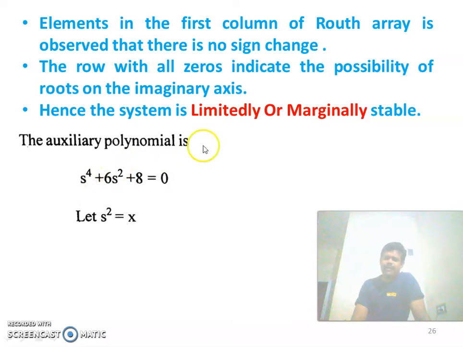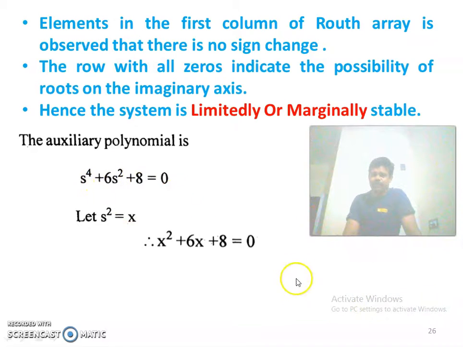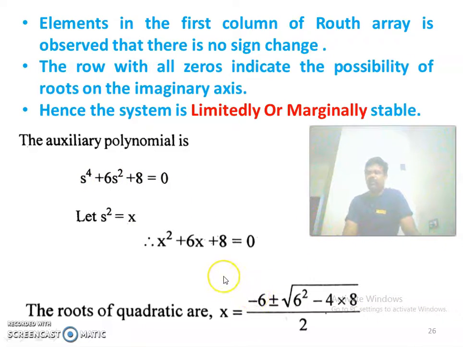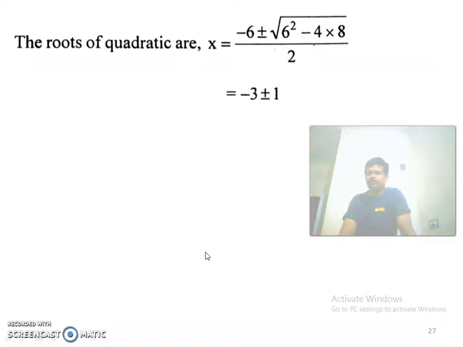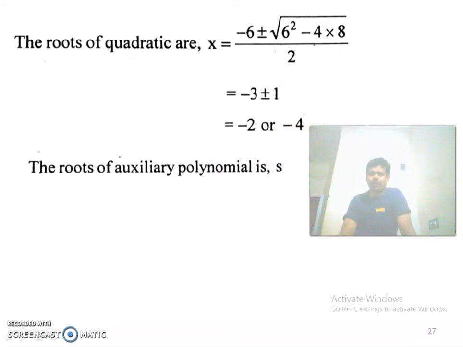Here the auxiliary polynomial is nothing but s to the power 4 plus 6s square plus 8 is equal to 0. Now you put s square equal to x. So you'll be getting x square plus 6x plus 8. This is a quadratic equation, you know the roots are minus b plus or minus root of b square minus 4ac by 2a. By substituting the values, you are getting the roots as minus 3 plus or minus 1. So it is minus 2 or minus 4.